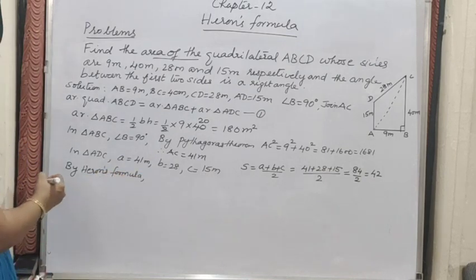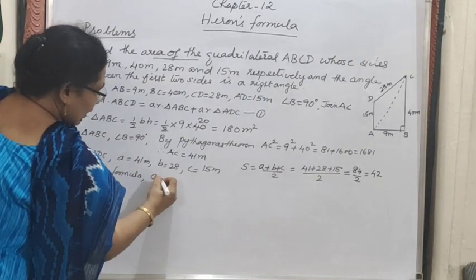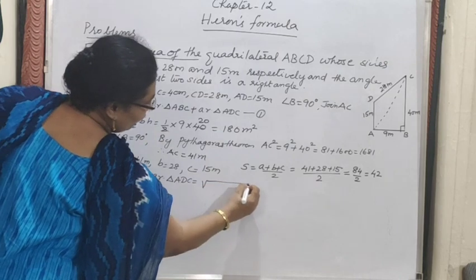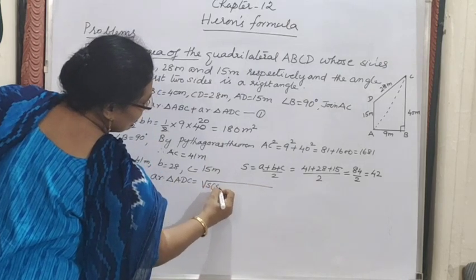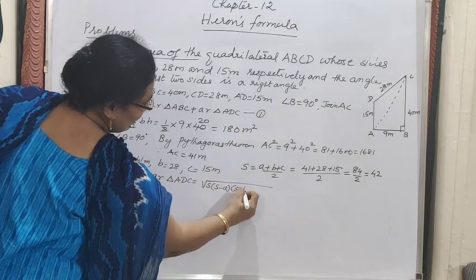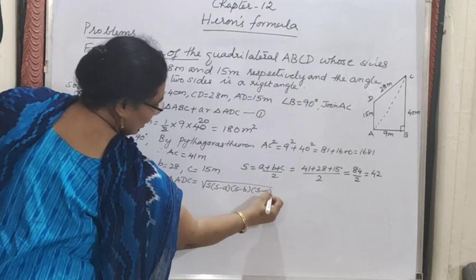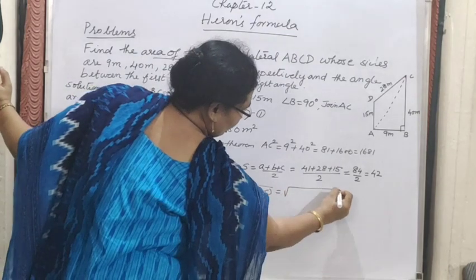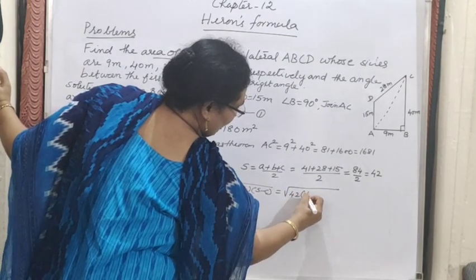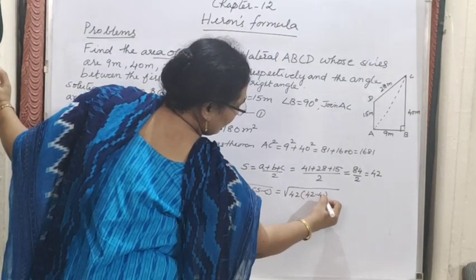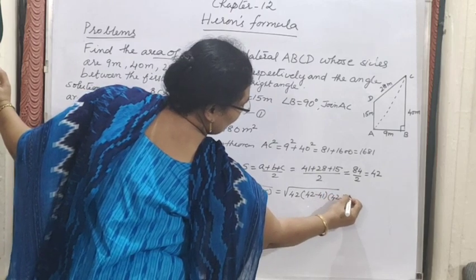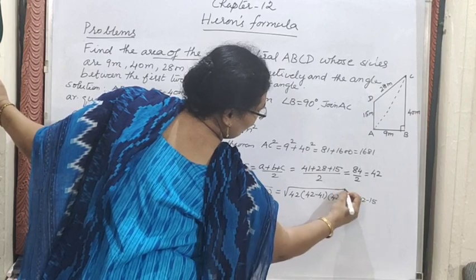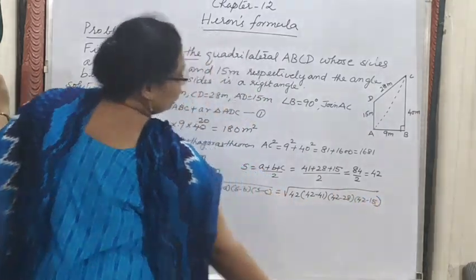Which triangle are we going to get here? Area of the triangle ADC equals root of s into s minus a into s minus b into s minus c. So what is s for us? 42. So 42 into (42 minus 41), (42 minus 28), (42 minus 15). I'll exchange the root because all the terms should be under the root only.